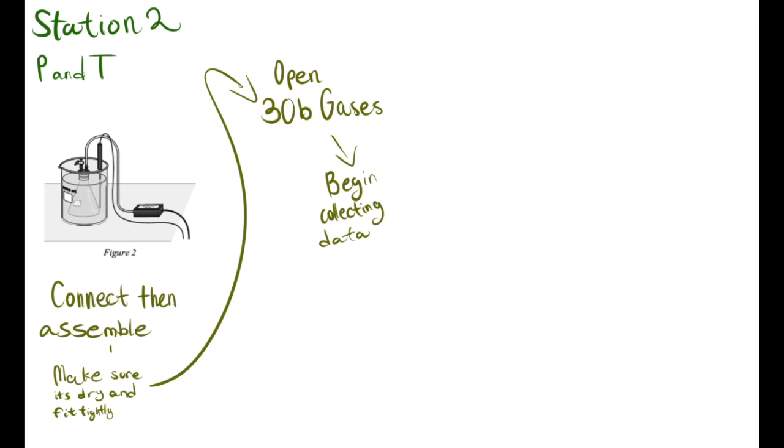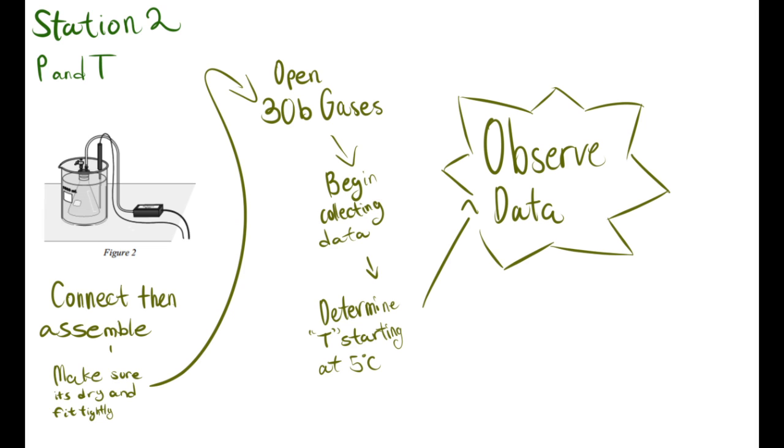This mode allows you to collect the data pair simultaneously from the gas pressure sensor and temperature probe by clicking on the keep button. Then, determine the initial temperature and collect 5 pressure data at 5 degrees Celsius increments. Collect and observe data from the table of the software. Station 3 focuses on volume and temperature.